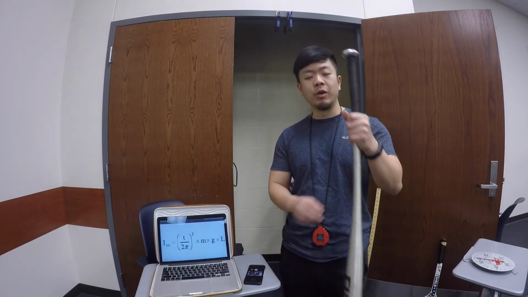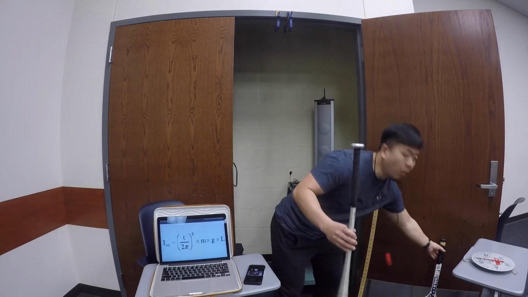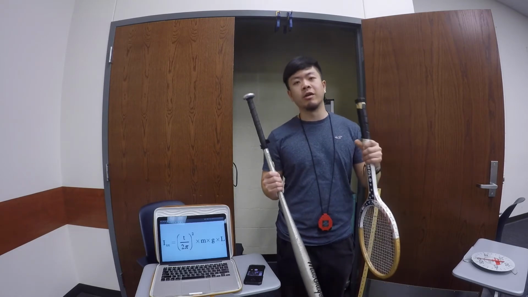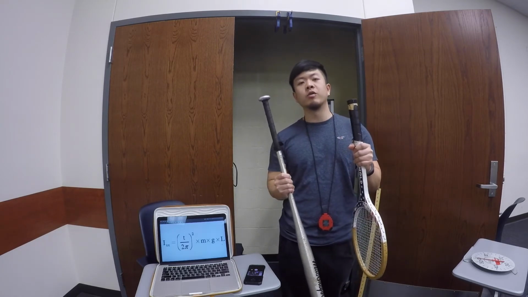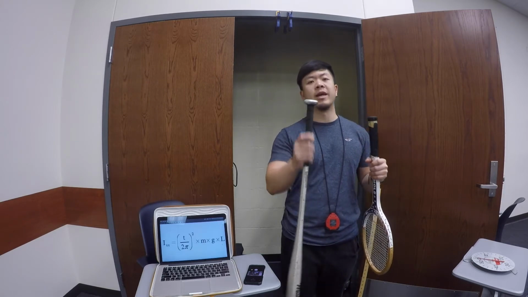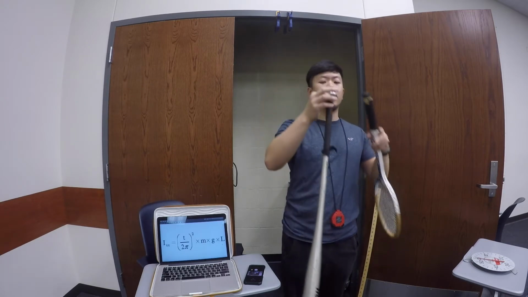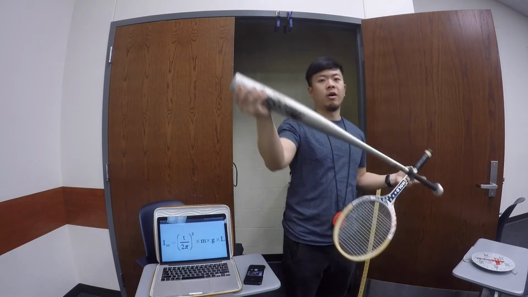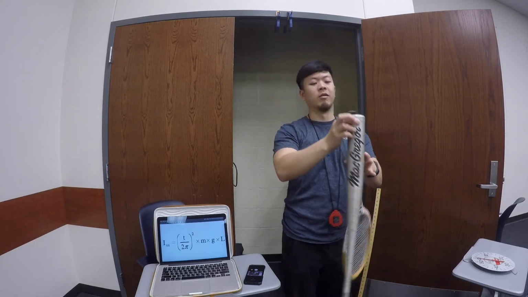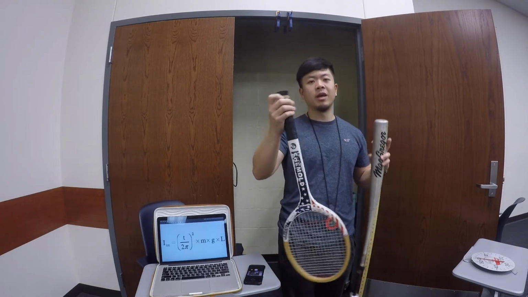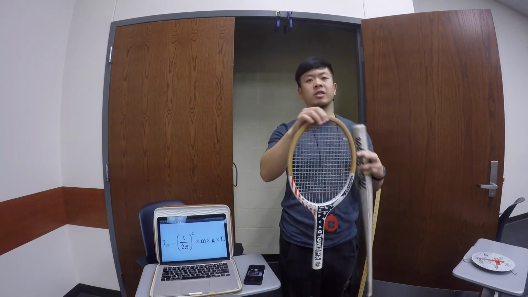So for today, we have two objects. One is a baseball bat. The other is a racket. We're going to find the moment of inertia when the bat is hung at the grip, and also hung on the other side. Also the racket, hung on the grip, and also hung on the other side.